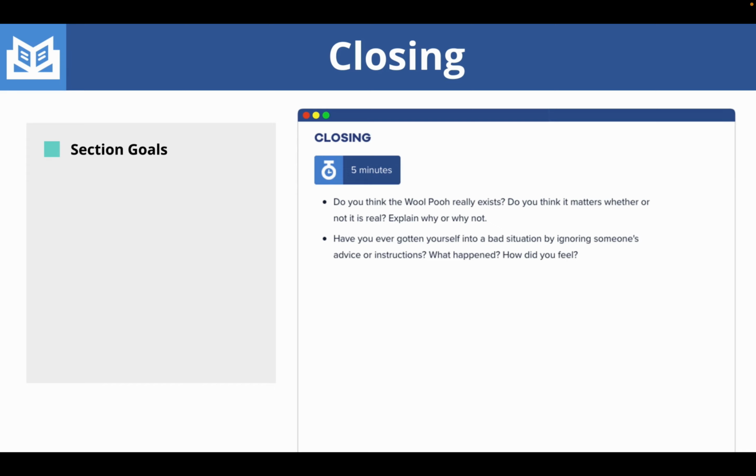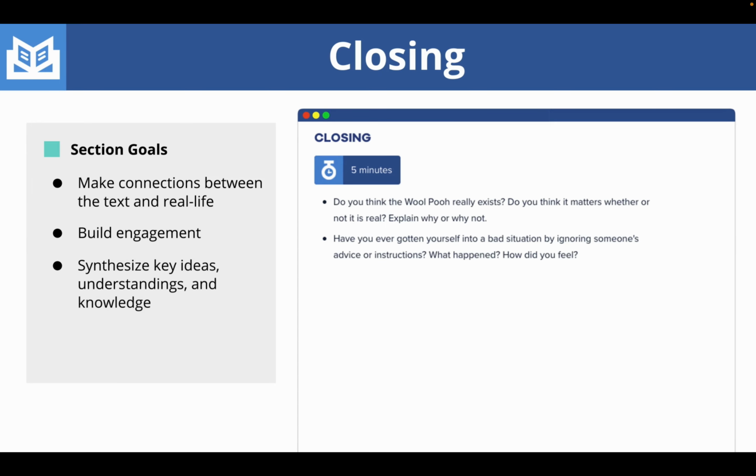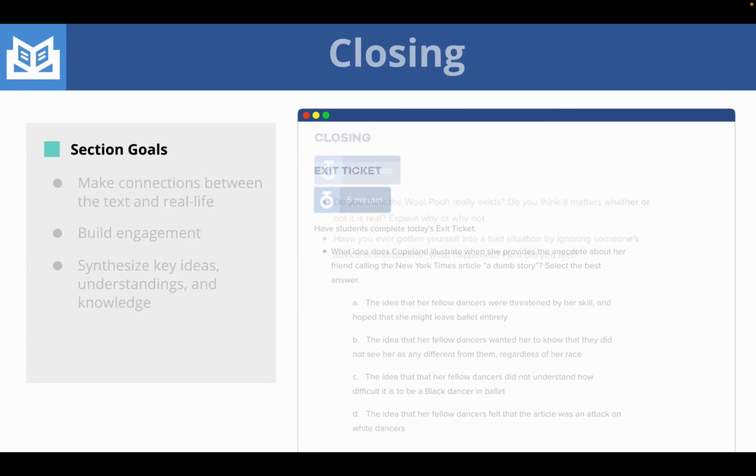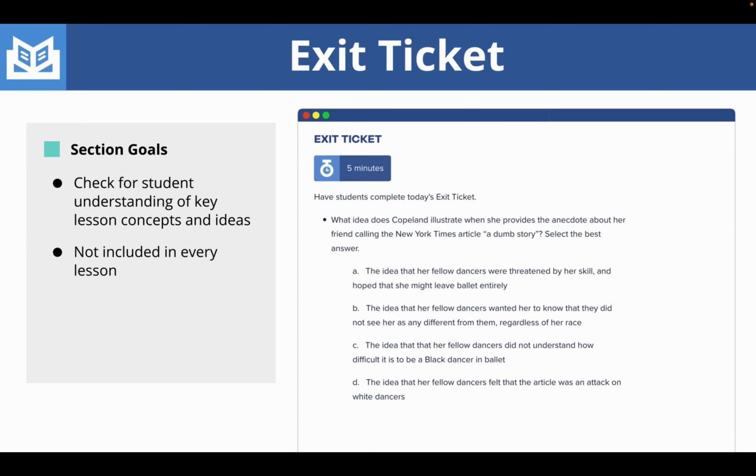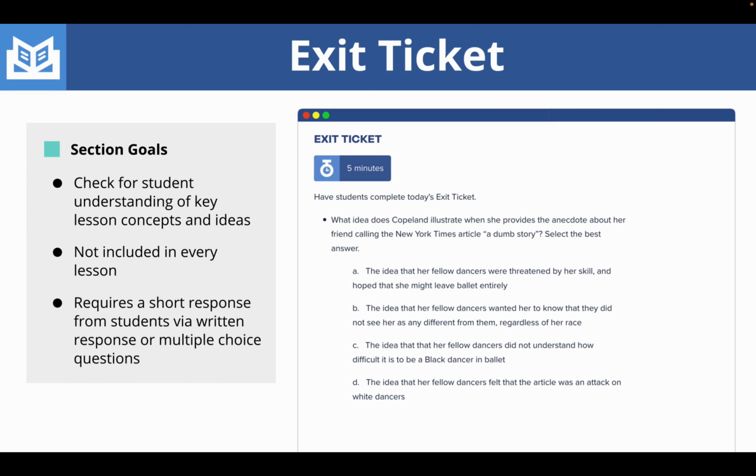The closing is an opportunity for discussion that allows students to make connections between the text and real life and to build engagement. This is also a time when students can synthesize key ideas, understandings, and the knowledge that they're building. The discussion is not meant to be rigorous academic discourse, which happens when answering the close reading questions or during Socratic seminar lessons. In some lessons, there's an exit ticket which can be given at the end of the class period. These can be used as a check for student understanding of key lesson concepts and ideas. They're not included in every lesson, and when they are there, they include a short response or multiple choice question that is aligned to the key standard or knowledge that students are building.